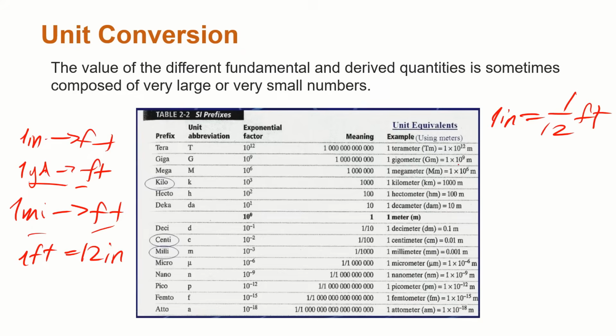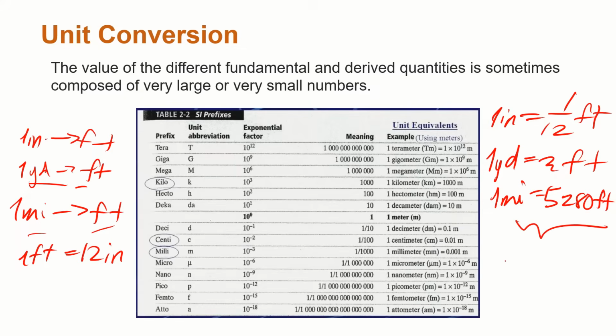In 1 yard, there are 3 feet. And in 1 mile, there are 5,280 feet, if I'm not mistaken. So as you can see, there is no pattern. There are irregular patterns to the equivalence between smaller and larger units of the same physical quantity.